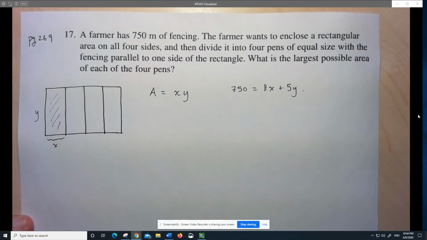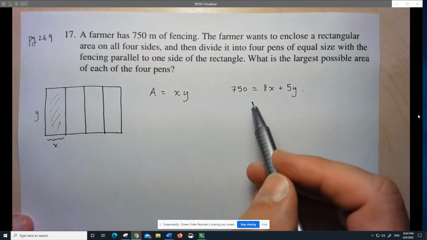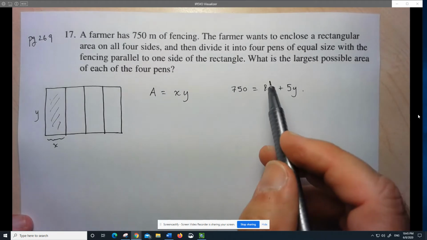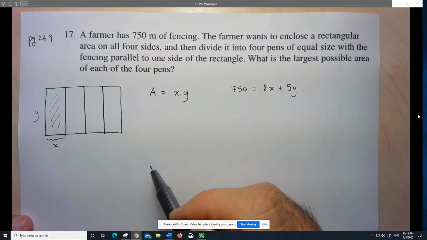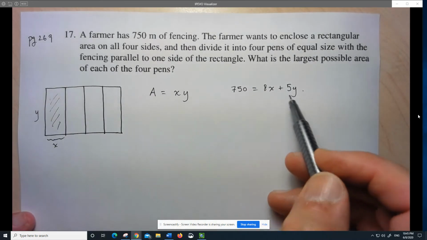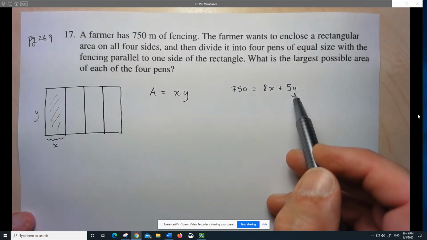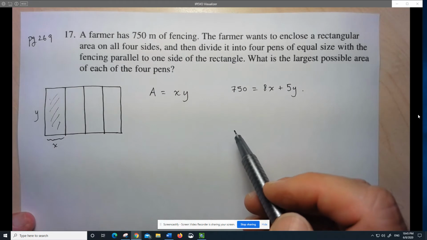All right. So now what I can do is use this equation to write one variable in terms of the other, and then do a substitution. And what that will leave me with is a single variable in my function that I can then optimize. Okay, so here, neither of these are great. I guess I'll isolate y, so at least I'll be dividing the 750 by 5.